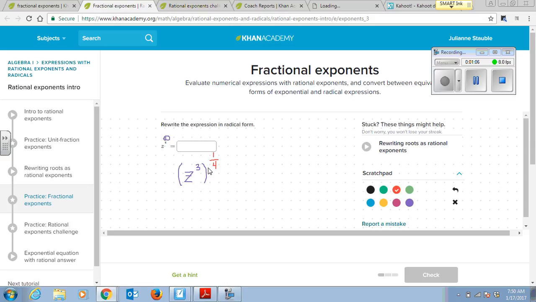And if you were to check yourself, you could work backwards using power of a power rule. So 3 times 1/4 is still 3 over 4. So this is how we need to write that in.